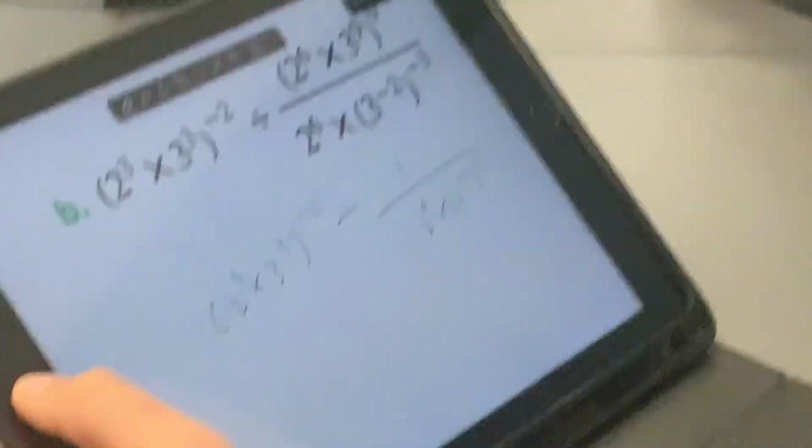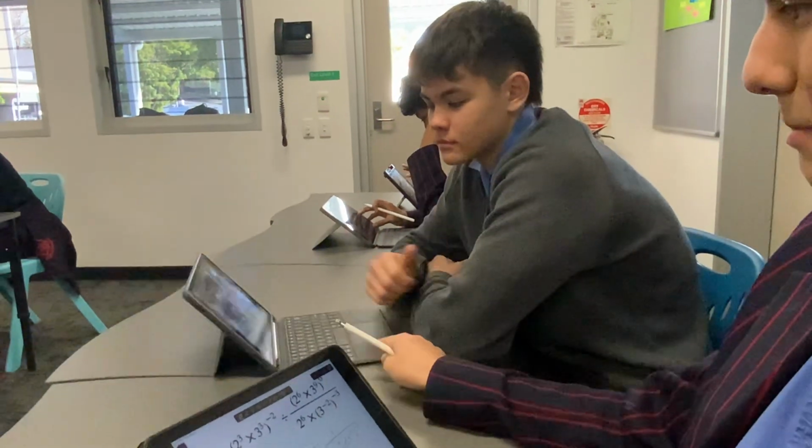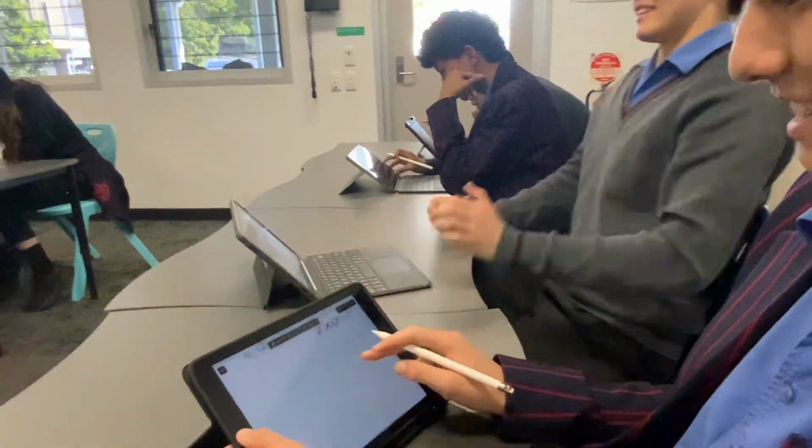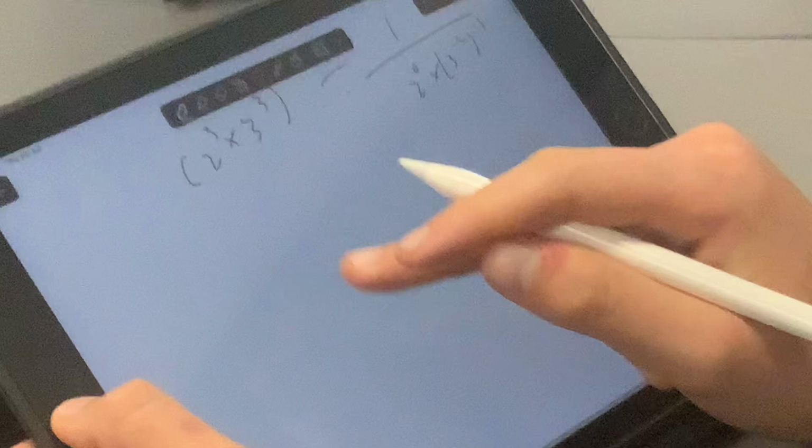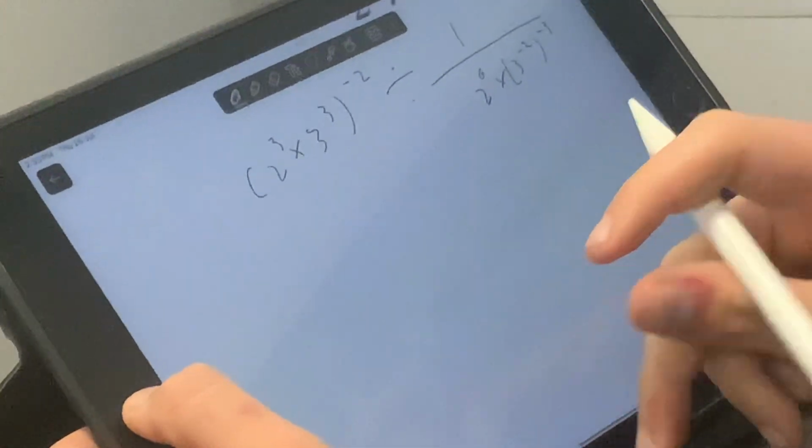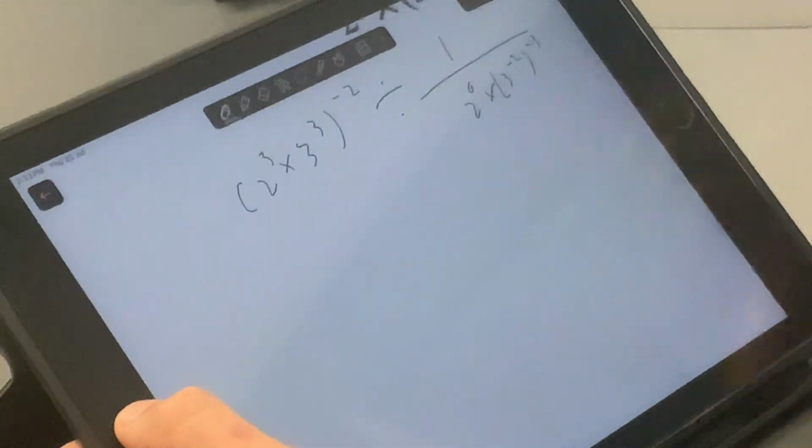Yeah? Look at Samuel Smith. Look at what he's doing. He's playing Monopoly. He probably cheated his answers as well. Yes? No, not Monopoly. Your answers.